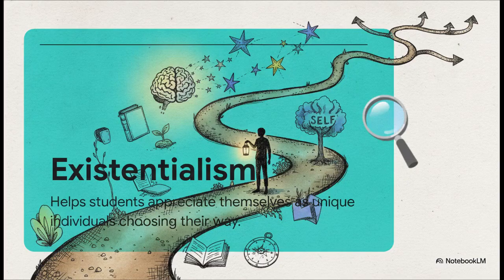But wait, what about the individual? That's exactly where existentialism steps in. If the previous philosophies focused on society or universal logic, our fourth framework focuses entirely on the extreme uniqueness of the individual student. The main goal is helping students understand and appreciate themselves as totally unique individuals who have to navigate and choose their own way in the world.